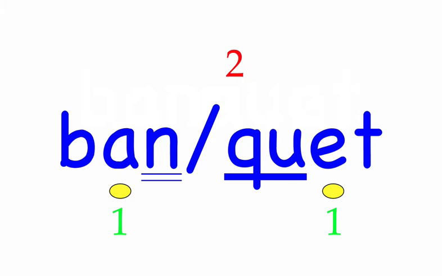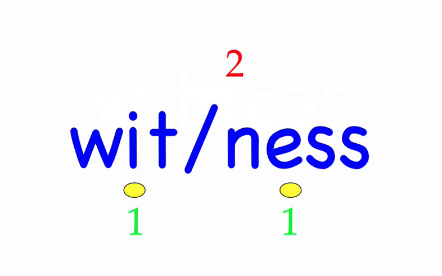Witness. There was no witness to the accident. Wit, three sounds. W, I, t. Ness, three sounds. N, e, s. Witness. Mark the word.